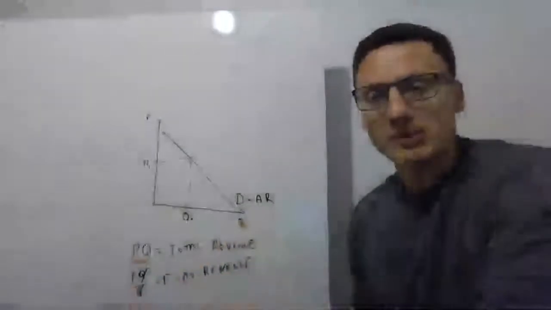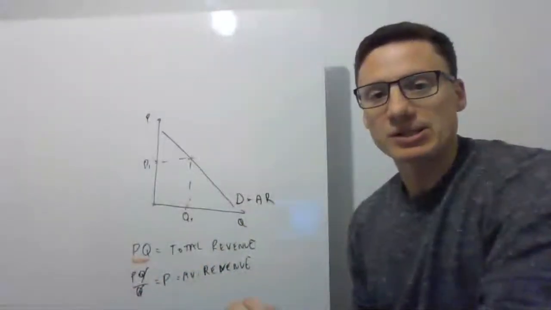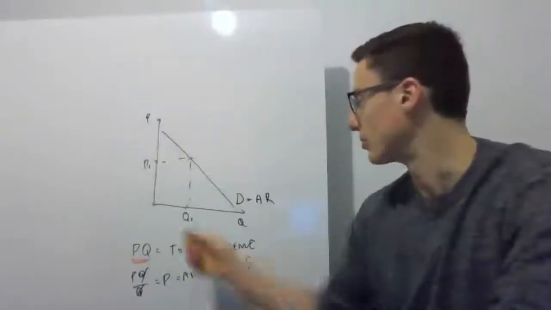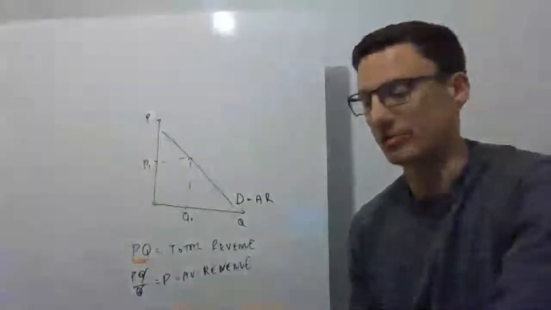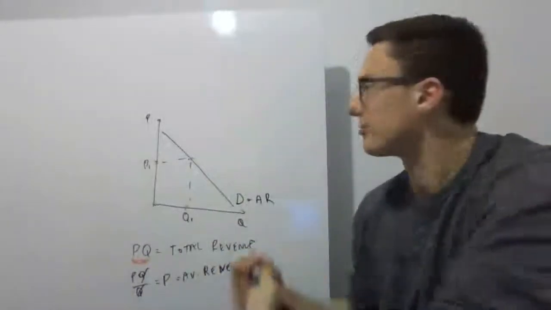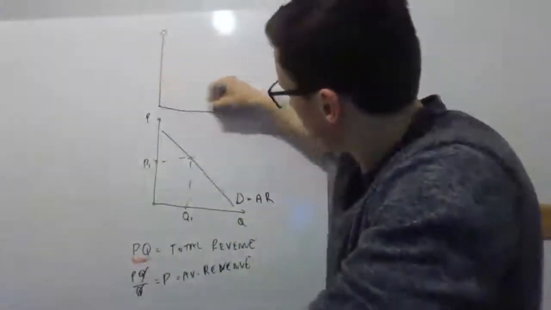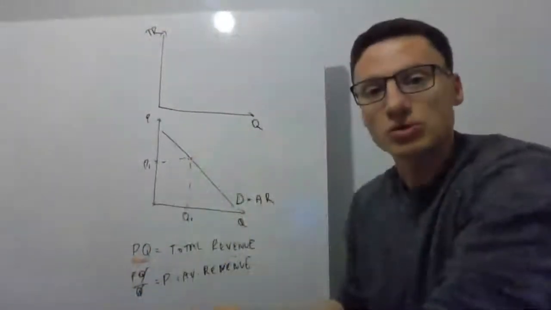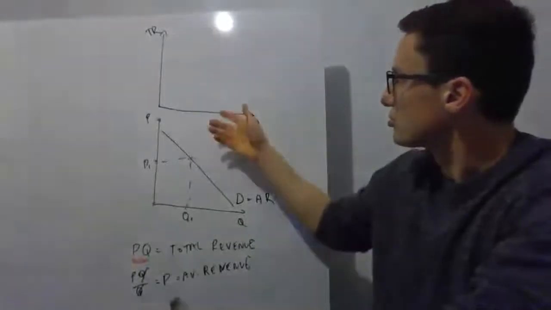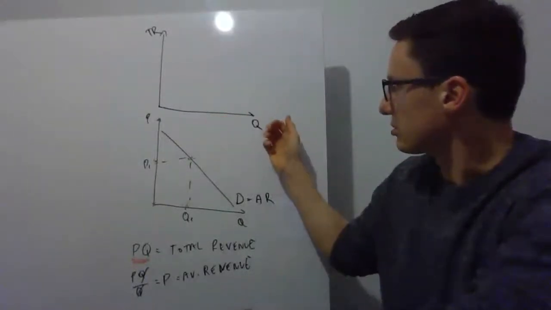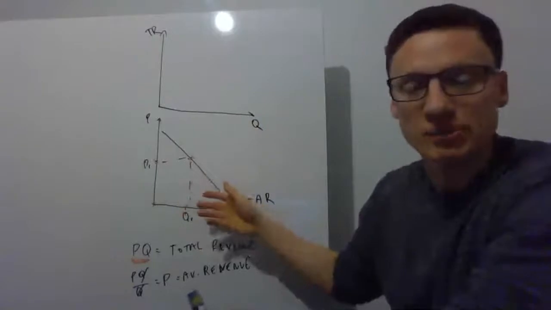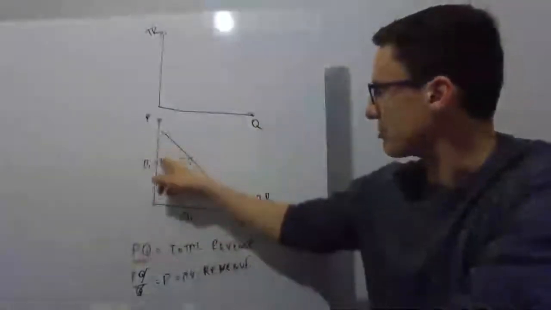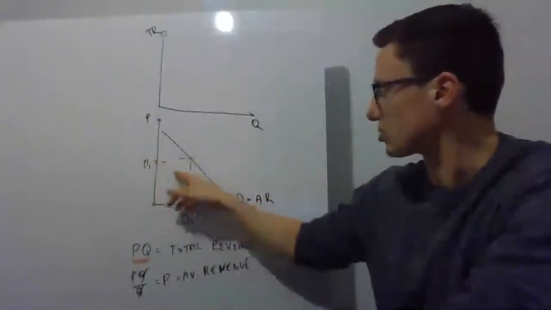Both the A-level and the IB spec say you need to know the relationships between AR, MR, and TR. Well, look, I've just given you AR. It's just the demand curve. Let's think about the relationship with TR then. This probably will work better if I draw one diagram on top of the other. So what's the relationship between total revenue and average revenue? Well, total revenue is this quadrant here.